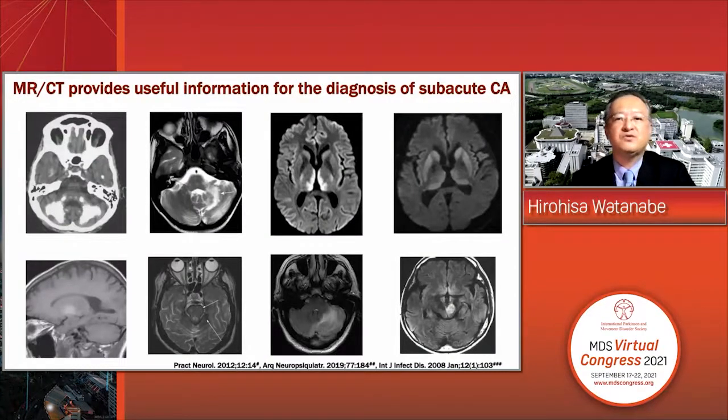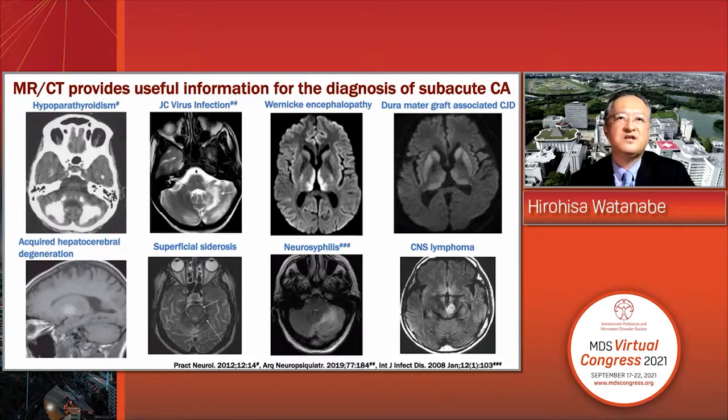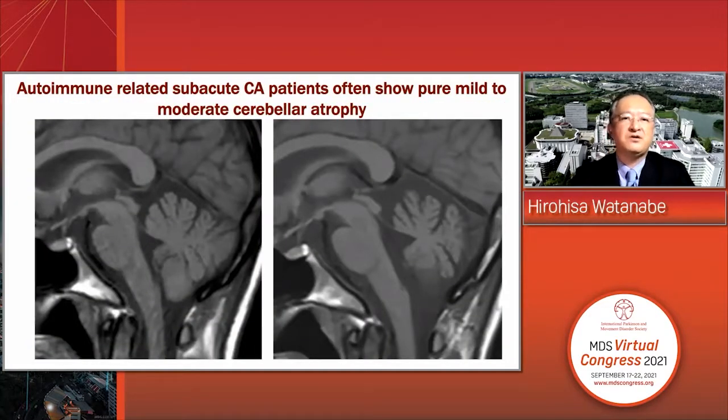MRI and CT provide useful information for the diagnosis of subacute cerebellar ataxia. As you can see, hypoparathyroidism, JC virus infection, Wernicke encephalopathy, Creutzfeldt-Jakob disease, acquired hepatocerebral degeneration, superficial siderosis, neurosyphilis, and CNS lymphoma may be diagnosed or may be noticed by the characteristic MRI findings. Interestingly, autoimmune-related subacute cerebellar ataxia patients often show pure, mild to moderate cerebellar atrophy.